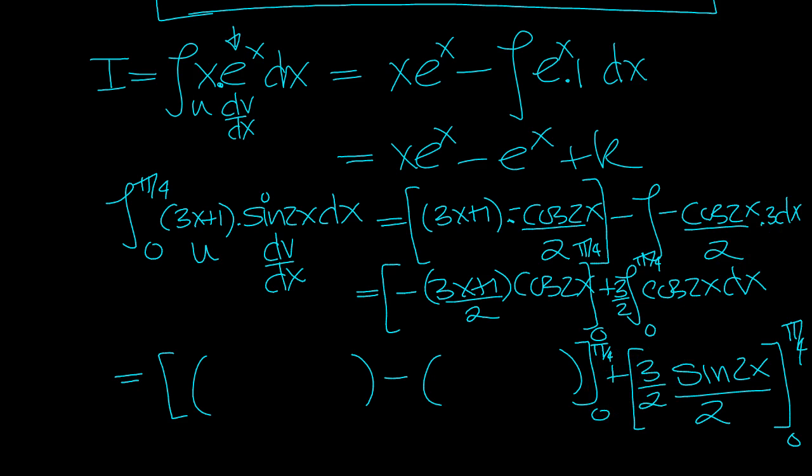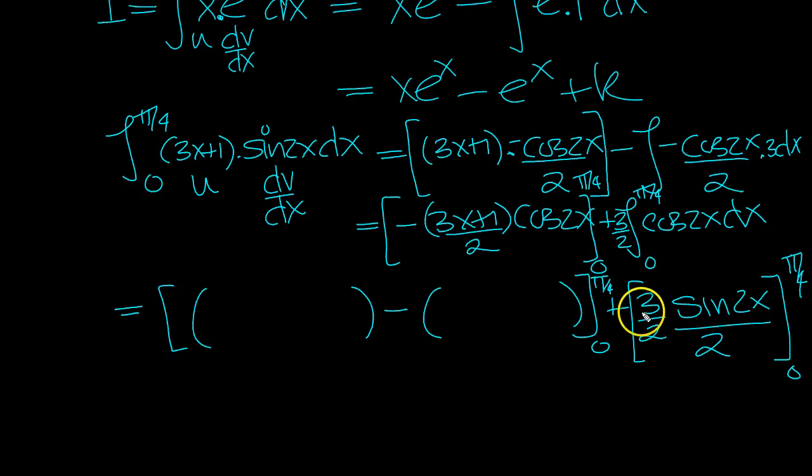Okay, so now we need to work this out. This 3 over 2 is outside here really, but it doesn't make any difference to put it there, and that's actually 3 over 4. So top value, put pi over 4 in here: minus (3 pi over 4 plus 1) over 2. Cos of 2 lots of pi over 4 is cos 90, which is 0. So the whole thing's 0.